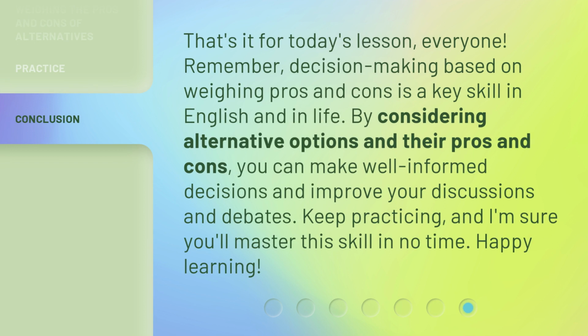That's it for today's lesson, everyone. Remember, decision-making based on weighing pros and cons is a key skill in English and in life. By considering alternative options and their pros and cons, you can make well-informed decisions and improve your discussions and debates.